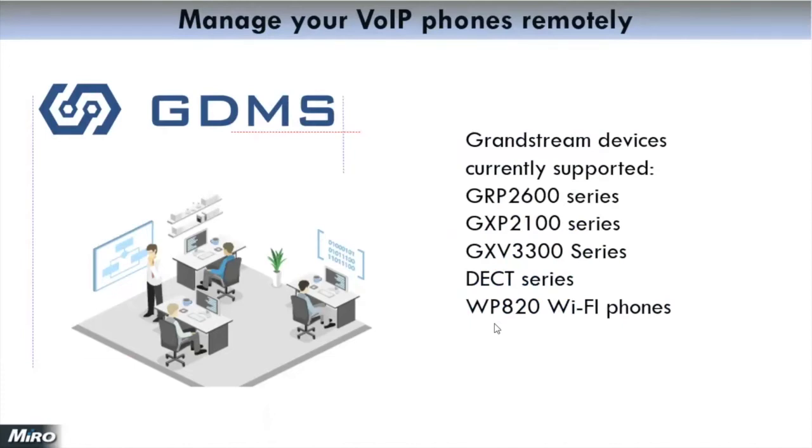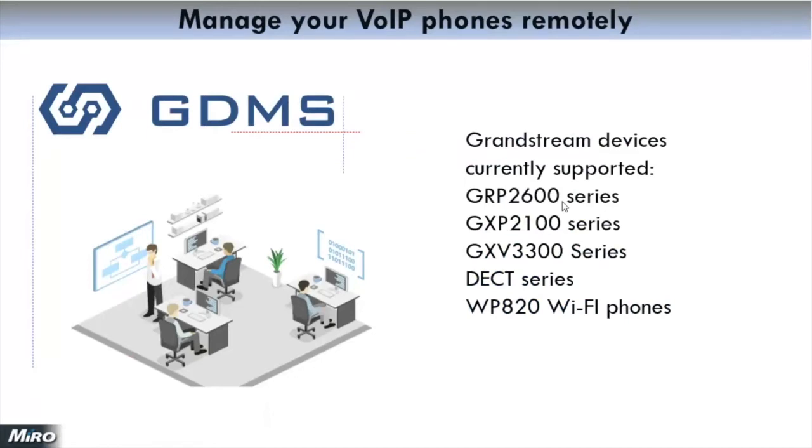So for just some quick product overviews, the GDMS service is not compatible with every single model of our Grandstream phones. The supported series are your GRP 2600 series, which is the newest series from Grandstream. We have the GRP 2601 series and the GRP 261 series as well. We also support the GXP 2100 series of mid-level phones.